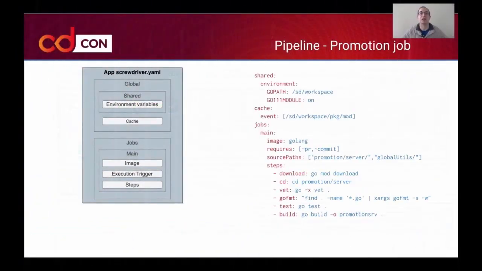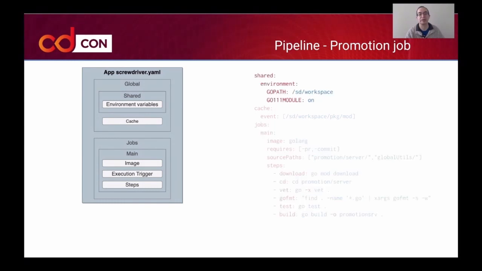And here we can see our Screwdriver YAML file in more detail. And this is what defines our pipeline. And there's different steps that are going to run to build our application. So at the very top, we can see that there is a shared section, a global section that's shared by all steps in our pipeline, or jobs as they call them in Screwdriver. Then we have the jobs section here at the bottom. And now let's walk through each one of them individually.